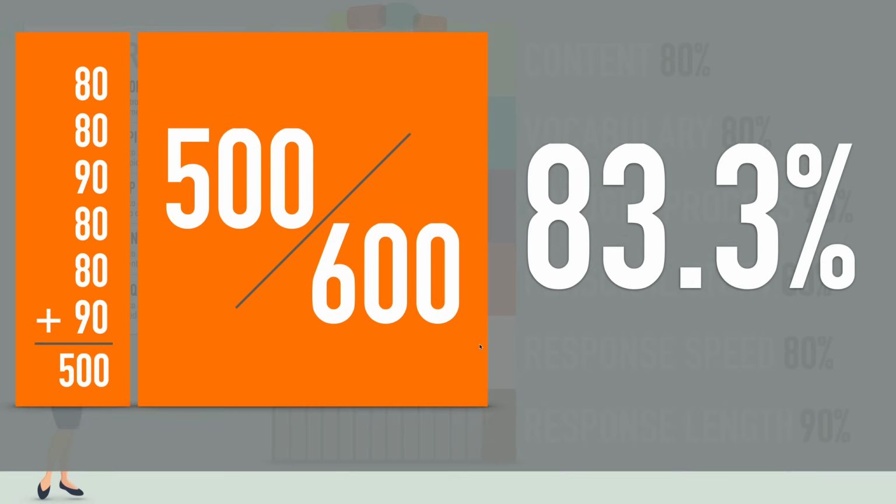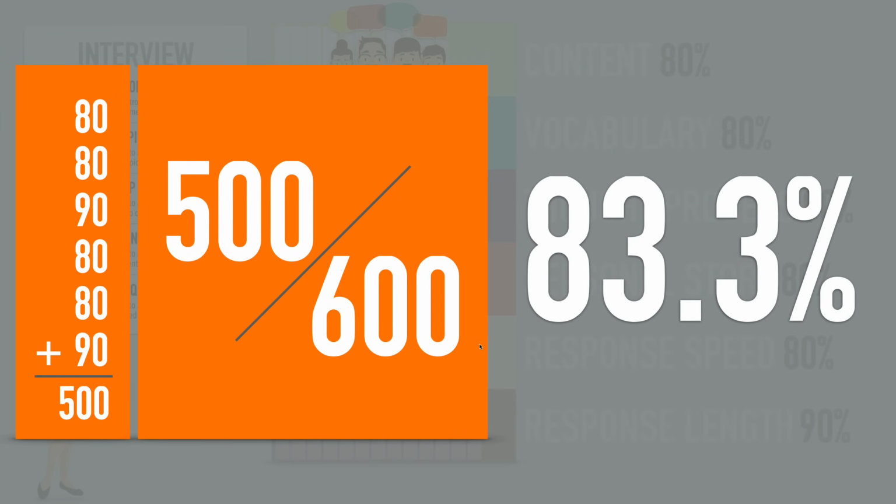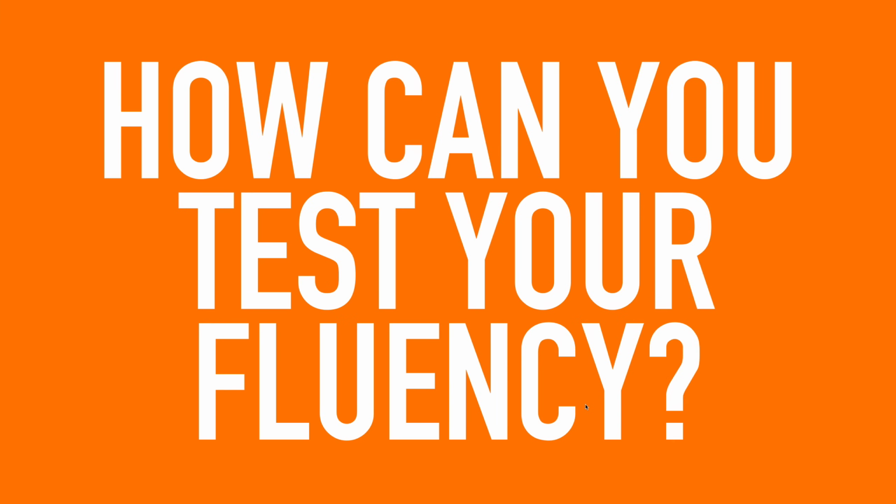And don't worry, I'm going to break it down very clearly so that you can test yourself today. Now, after having each section scored, I did the average, 500 over 600, and they got an 83.3%. But what did that mean for the student? How can you test your fluency?